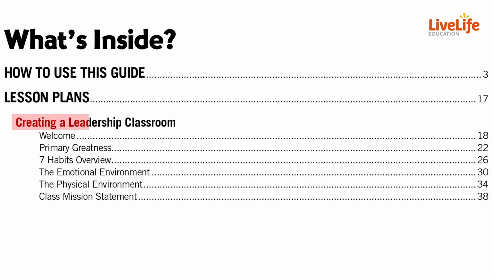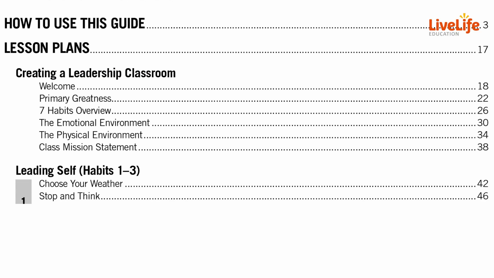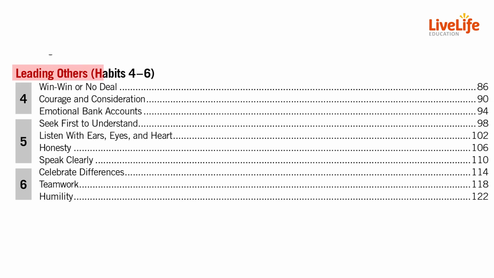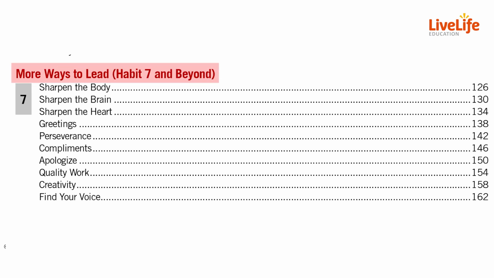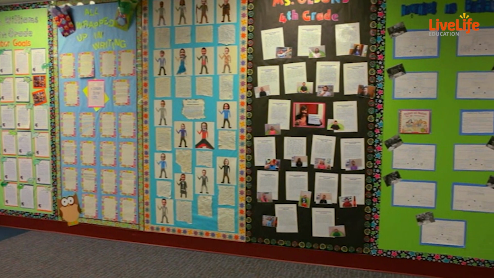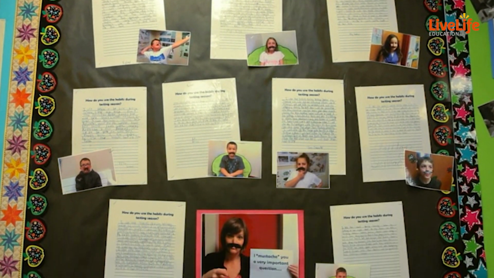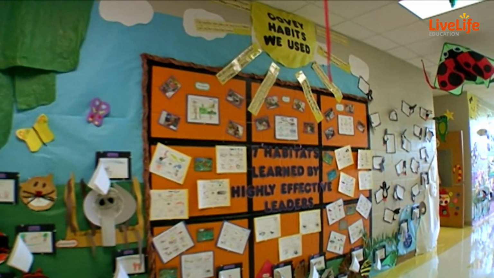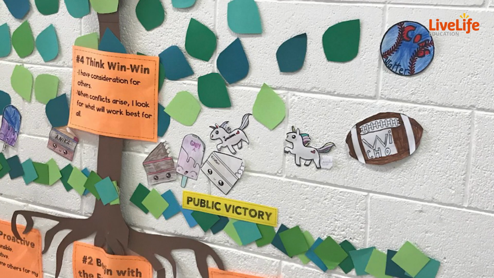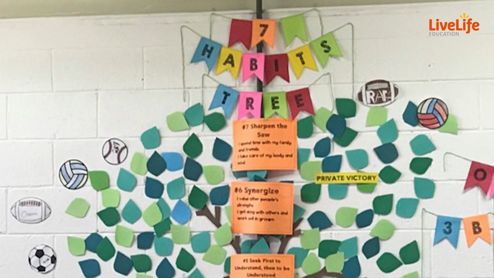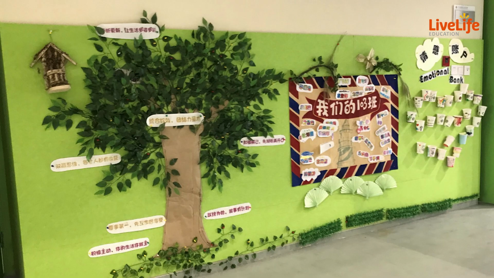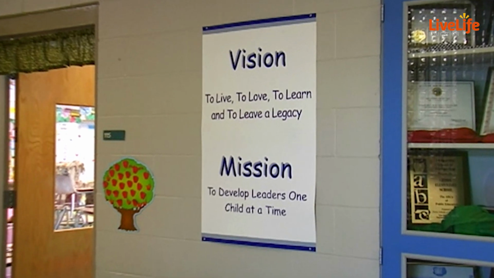If you see from kindergarten to grade 6, the lessons are categorized into 4 categories: creating a leadership classroom, leading self, leading others, and habit 7 and beyond. Creating a leadership classroom is all about creating a leadership environment in the class, making the children understand what is leadership, what is a habit, how to create a 7 habits tree, how to create an emotional bank account chart in the class, how to create a mission statement.